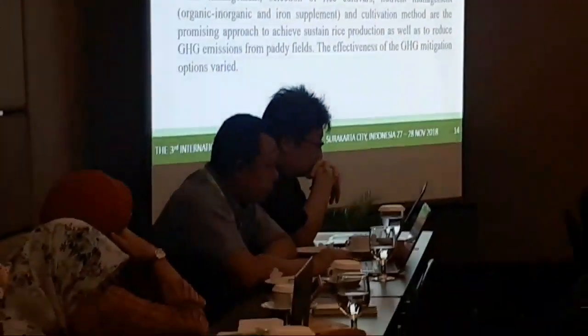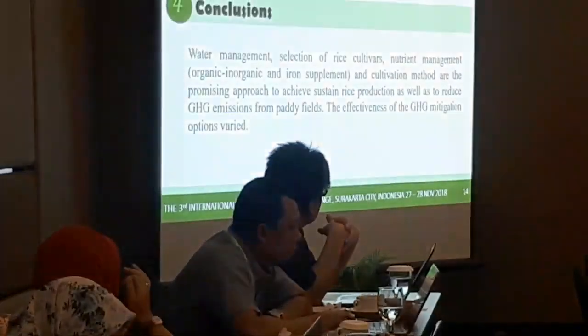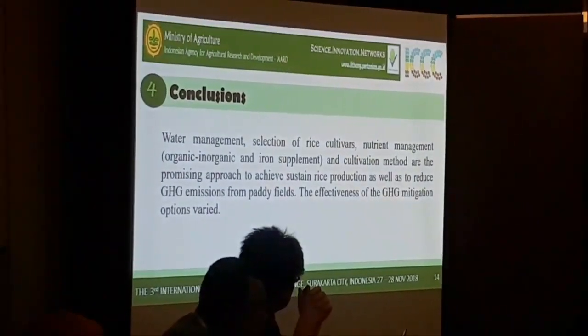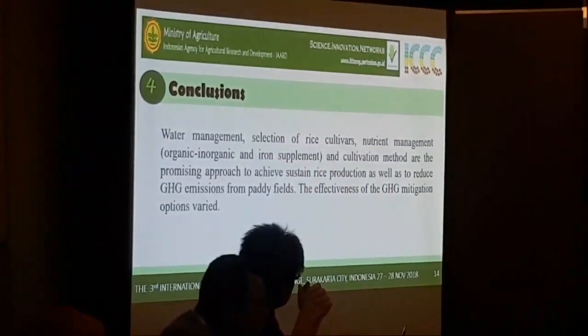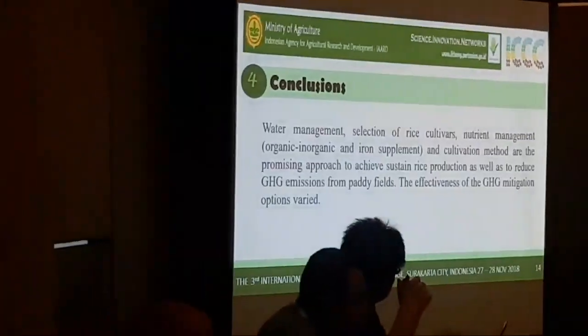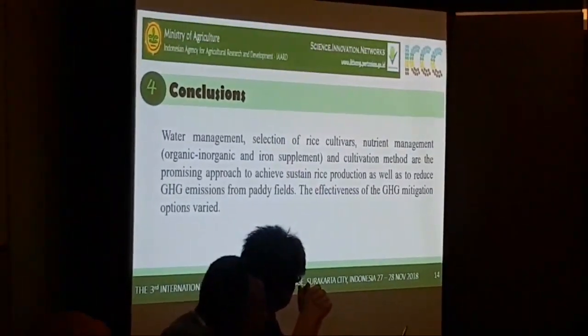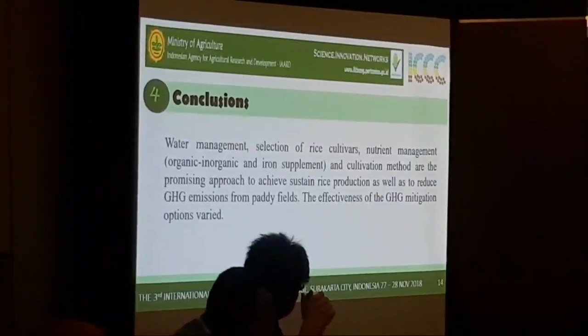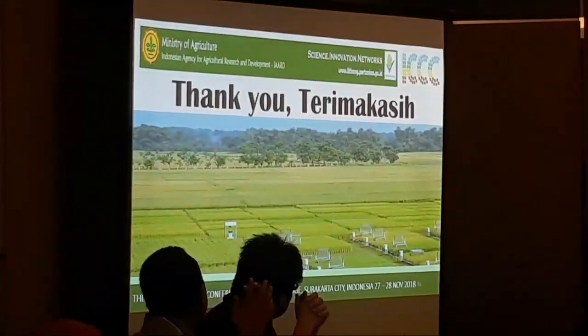Next. For the conclusion, water management, selection of rice cultivar, nutrient management, organic, inorganic, iron supplement, and cultivation method are promising approaches to achieve sustained rice production as well as to reduce GHG emission from paddy field. The effectiveness of GHG mitigation options varied. I think that's all my presentation. Thank you.